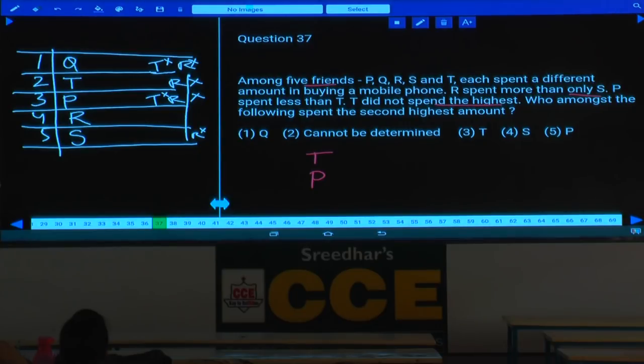Then who among the following spent the second highest amount? Tell me who is the person who spent the second highest. T spent the second highest, and it is given in choice 3.